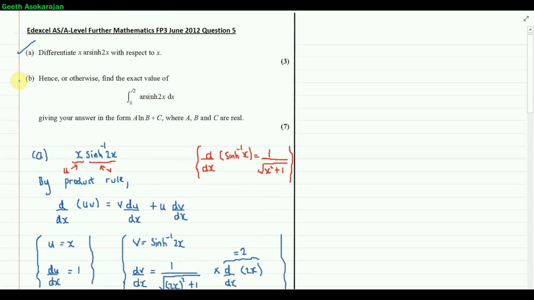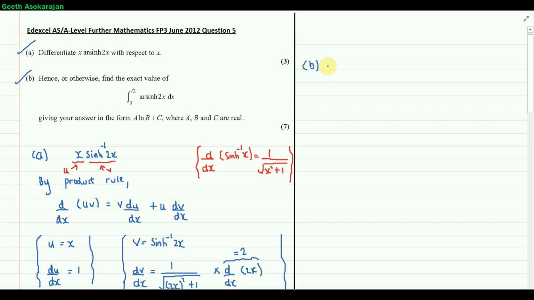Now let's have a look at part B. Part B says: hence or otherwise, find the exact value of this integral, the integral between 0 and root 2 of arsinh 2x, r meaning the inverse hyperbolic sine 2x, with respect to x, giving the answer in the form a ln b plus c, where a, b and c are real. So let me do the calculation here.